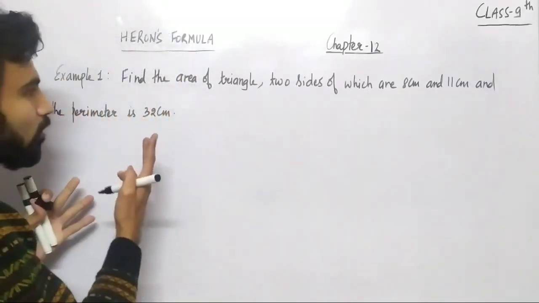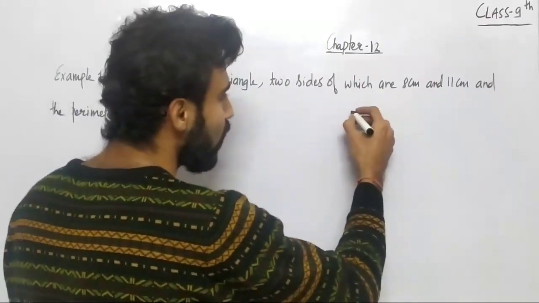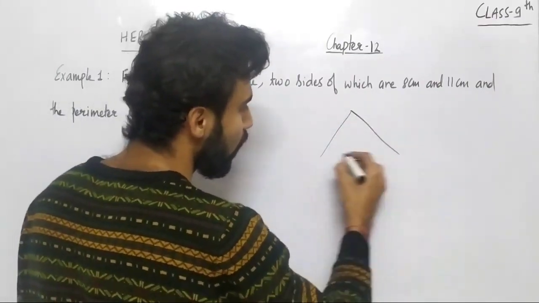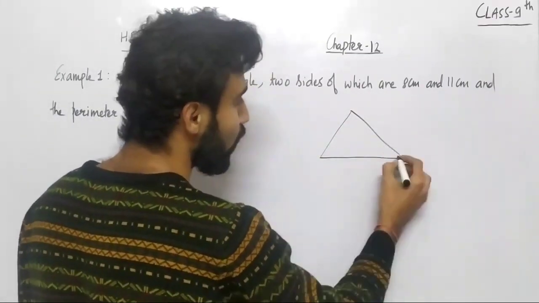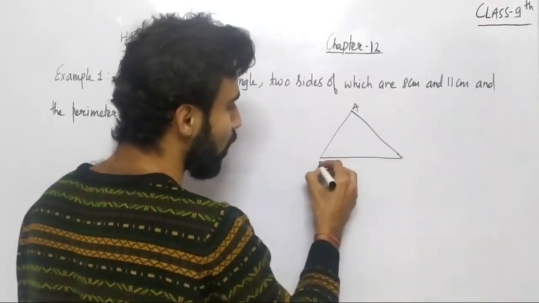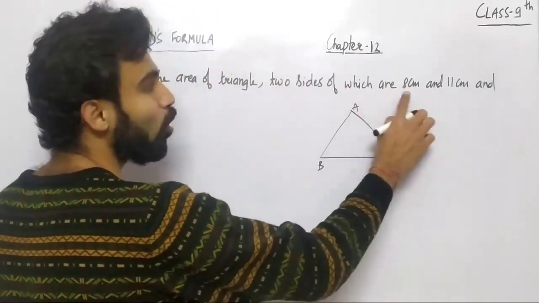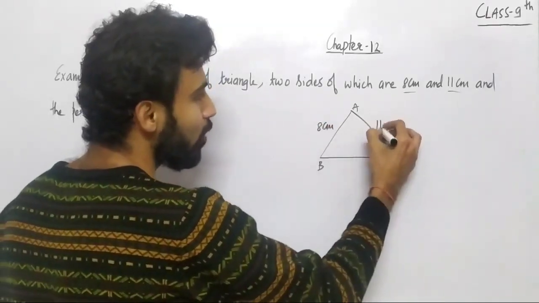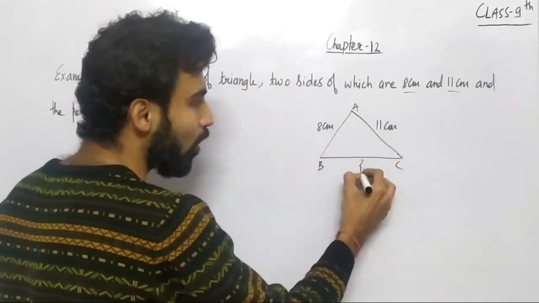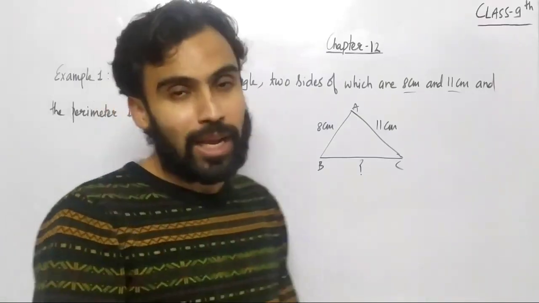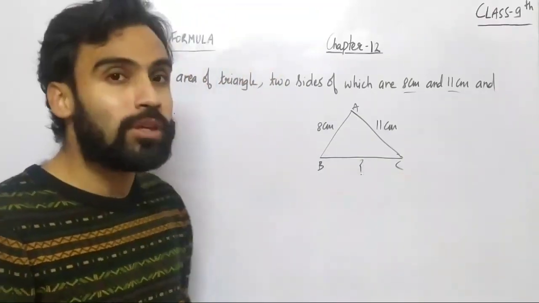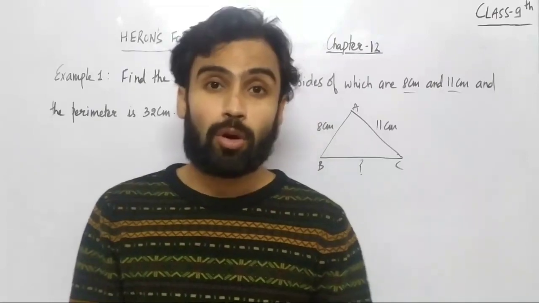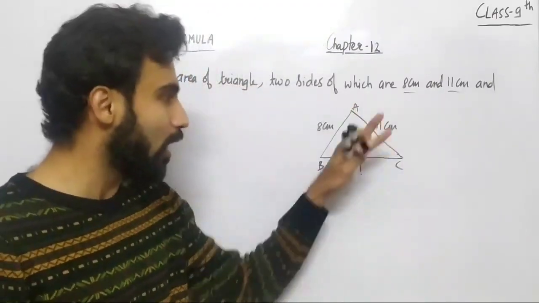So let us first draw a triangle here, like this. Let me give it the name ABC. Here we know two sides, 8 and 11. Let me mark them first: 8 centimeter, 11 centimeter. Now what about the third one? We first have to find the third side so that we can apply Heron's formula, which uses the three sides.